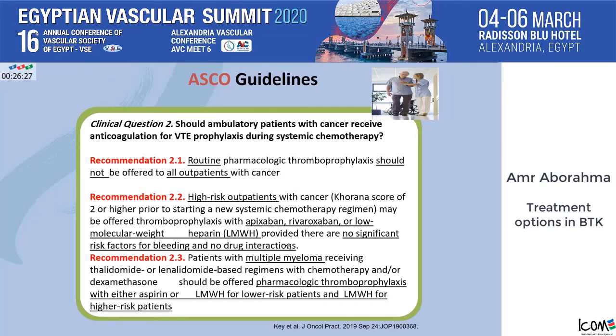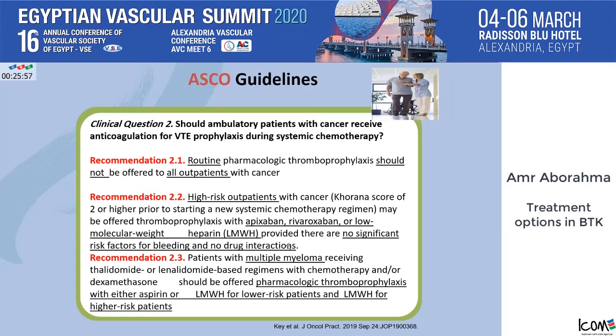For the first category, outpatient cancer patient, with or without chemotherapy: is it routine to give prophylaxis? The answer from guidelines, no. It should not be offered routinely for all outpatients with cancer. So which type of patient? We will choose the high-risk patient. How to know the high-risk patient? From one of the famous scores, it is called the Khorana score.